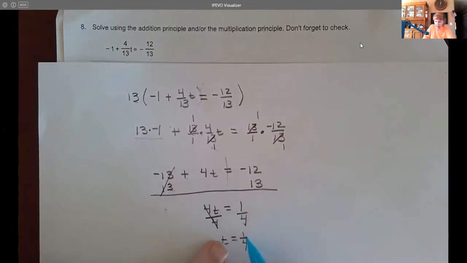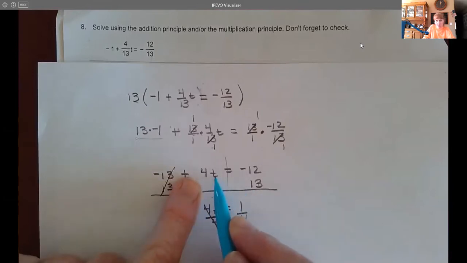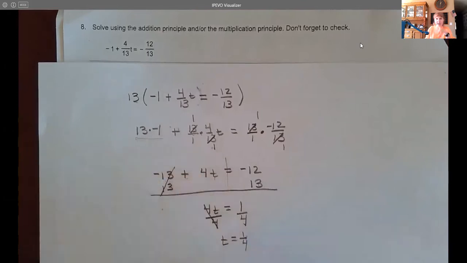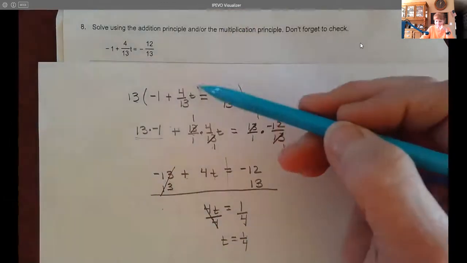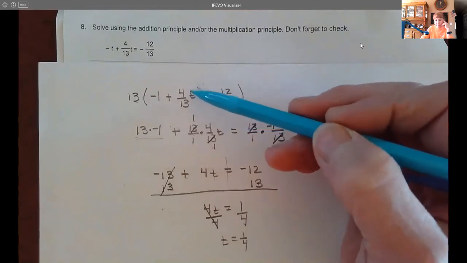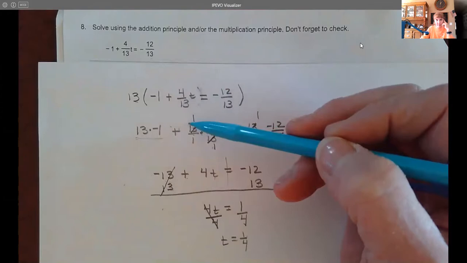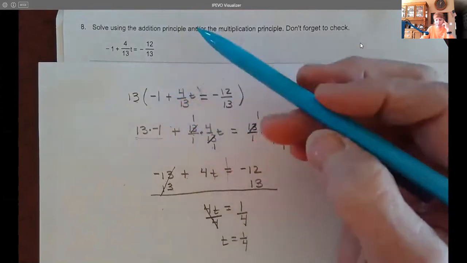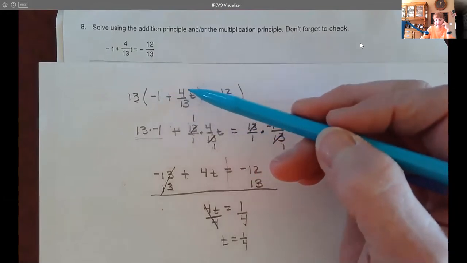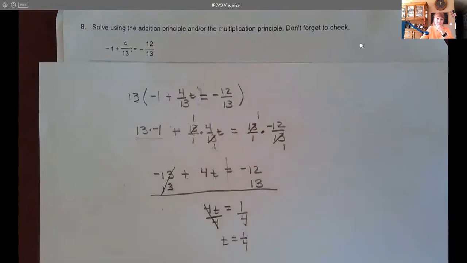Now you could put this back either here. 4 times 1/4 is 1. When you take a 4 times a 1/4, the 4's cancel. -13 plus 1 is a -12. You could put it back here, the 1/4, which the 4's would also cancel, and you're left with 1/13. So a -1, which is a -13/13, plus 1/13 is a -12/13. Either way, the check is going to work.